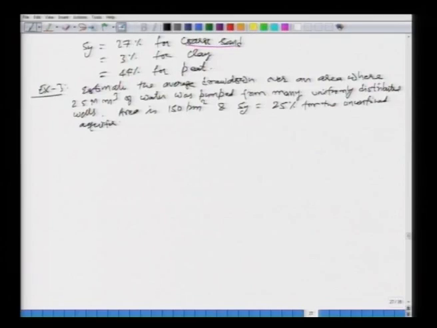So, these are the data given, and what we have to find is the average drawdown. If we have pumped out 25 million meter cubed of water in some certain duration, what will be the lowering of the water table, the groundwater table in this unconfined aquifer. A specific yield is given, and the amount of water which is pumped out is also given. So, let us see how we will do that.